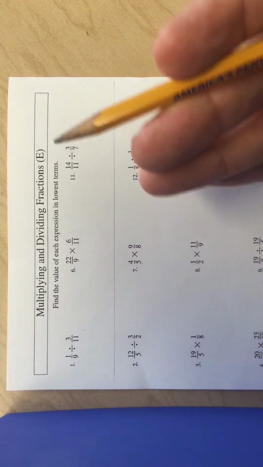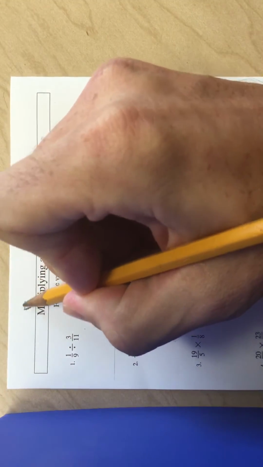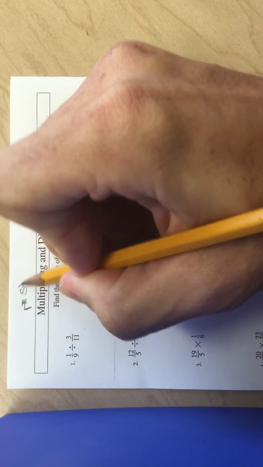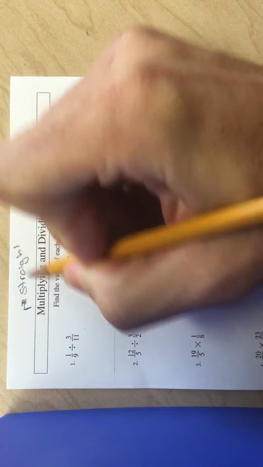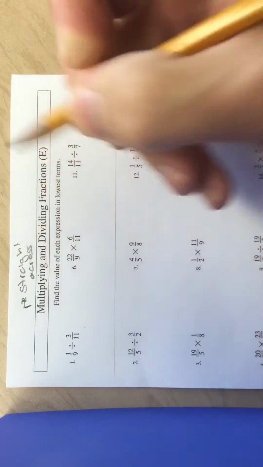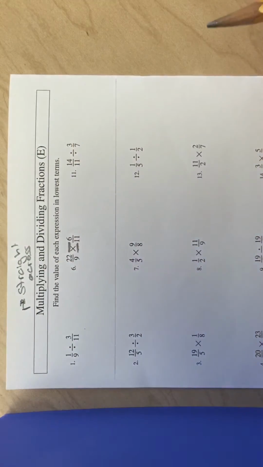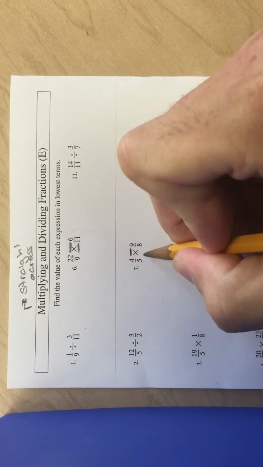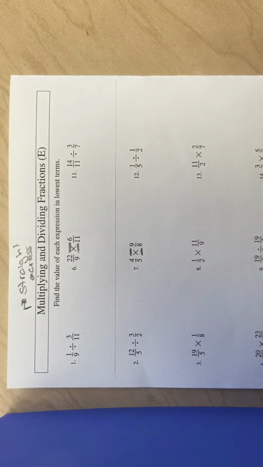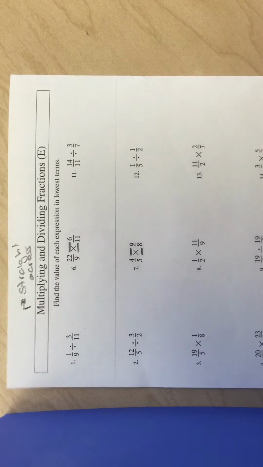The big key that I told students, multiplying fractions, we multiply straight across. That means when I see that I'm multiplying, it's numerator times numerator, denominator times denominator. Numerator, numerator, denominator times denominator. Multiplying fractions is that way every time.